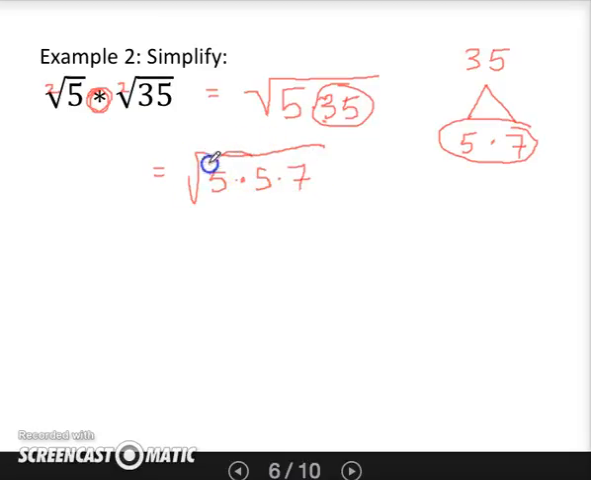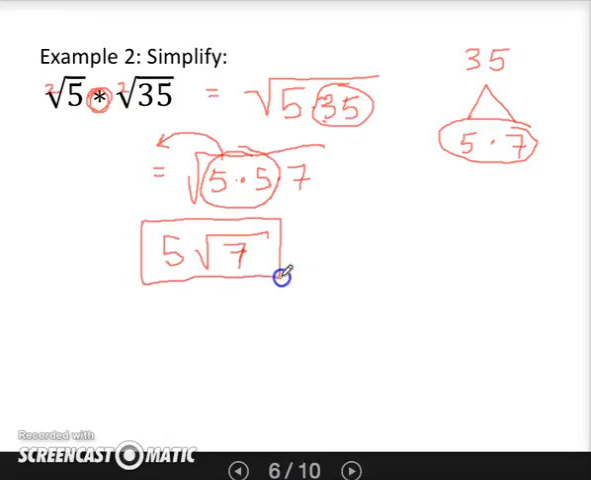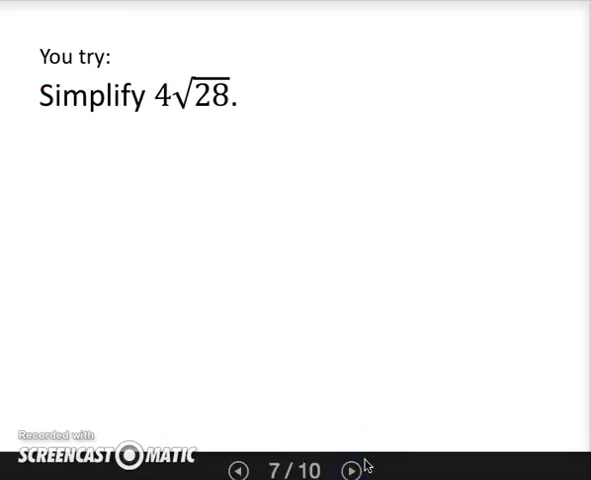Look, we have now a pair of numbers that can come out together and turn into just one number 5, with a 7 left inside. Since the 7 is prime, we can know for sure that there's no way to further simplify this expression. You try this one. Simplify 4 times the square root of 28.